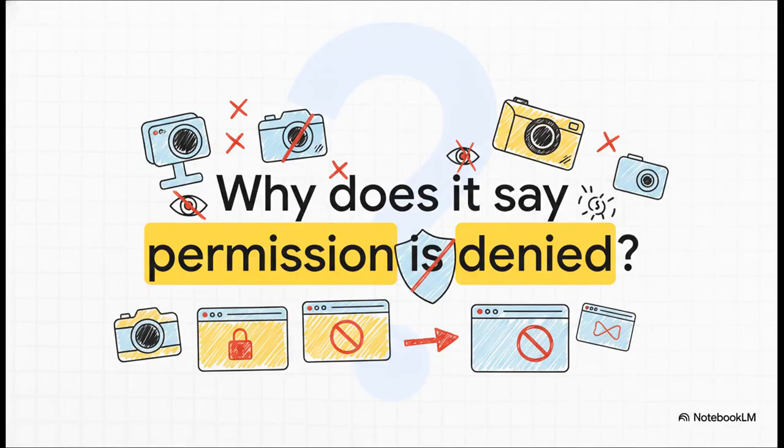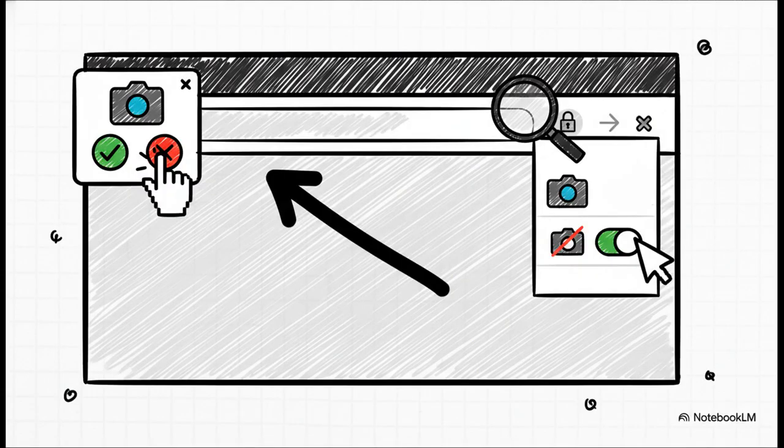Another common roadblock is that dreaded permission denied message. You know you have a camera, so why is the browser saying it can't get to it? 9 times out of 10, this just means you accidentally clicked deny when that little permission box popped up. It's an easy fix. Just go up to your browser's address bar, look for the little lock icon, find the site settings, and change camera permissions to allow. Then refresh the page and you should be good to go. Oh, and make sure the website address starts with HTTPS. Browsers are picky about that for security.